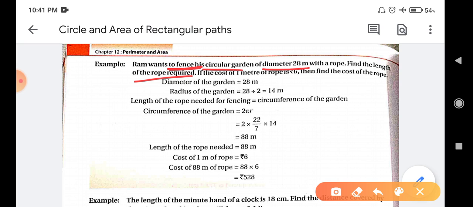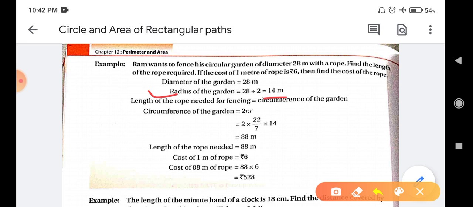So length of rope will be equal to circumference of this circle. So firstly we have to find the circumference. To find circumference we have to know the radius. So we can find the radius because we are given diameter. Radius is equal to half of diameter, so it is 14 meter.